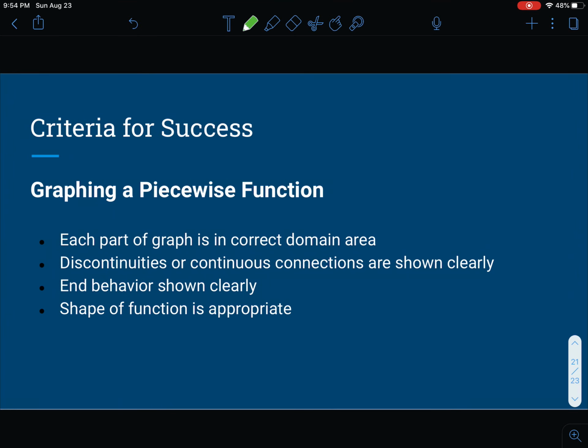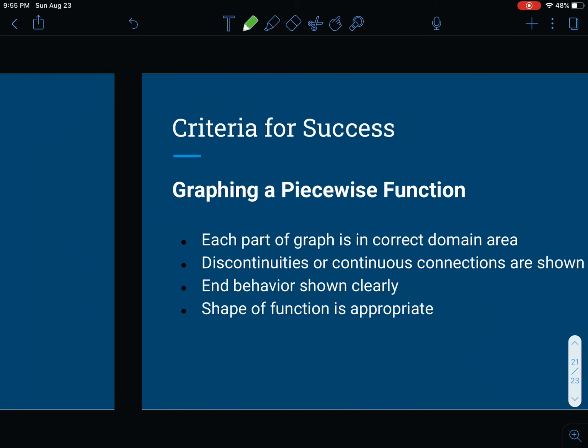Okay, so the criteria for success for graphing the piecewise function is every part of the graph is in the correct domain area. So you're only showing me the part of the parabola that should be included. Discontinuities or continuous connections are shown clearly. The end behavior is shown clearly, and the shape of the function is appropriate.